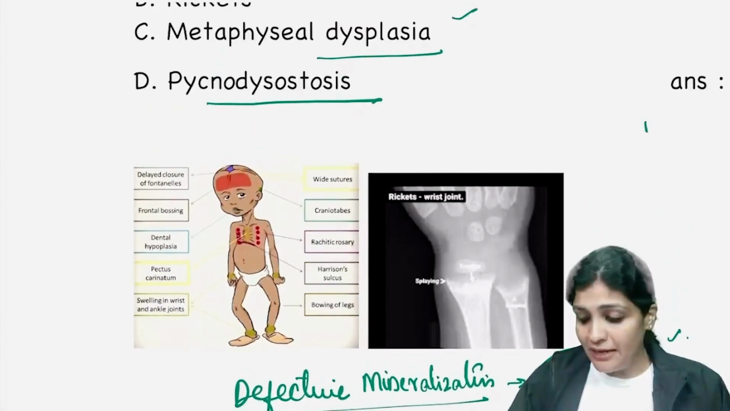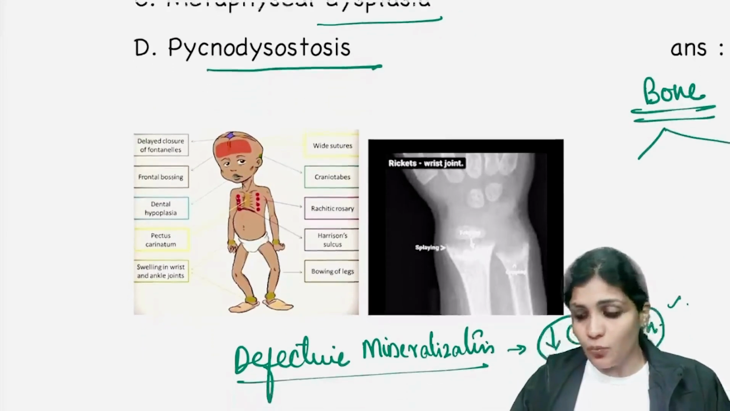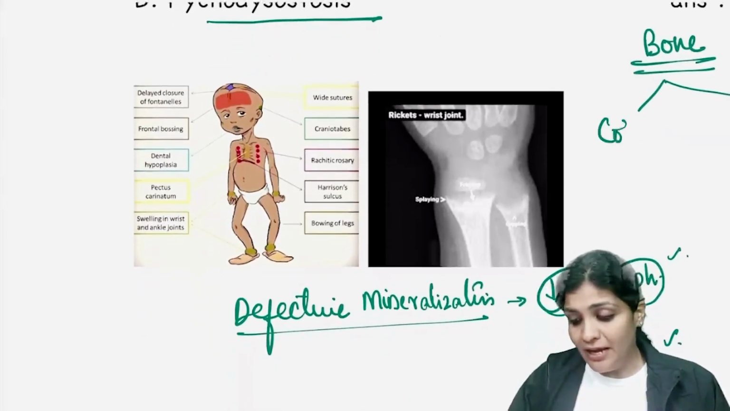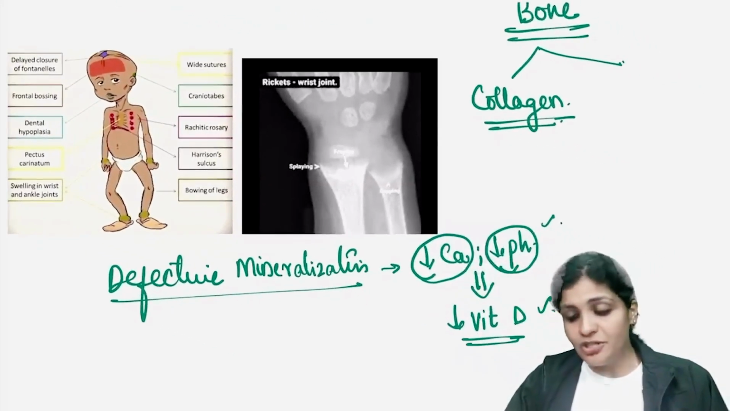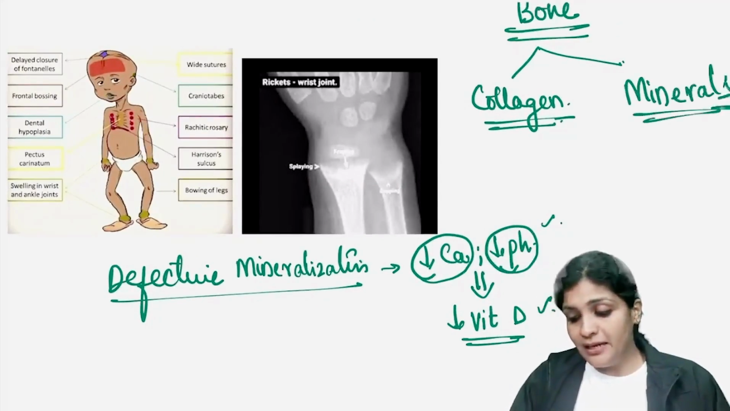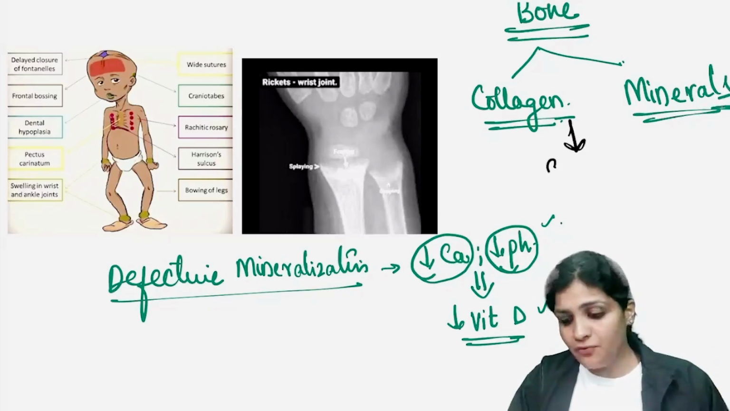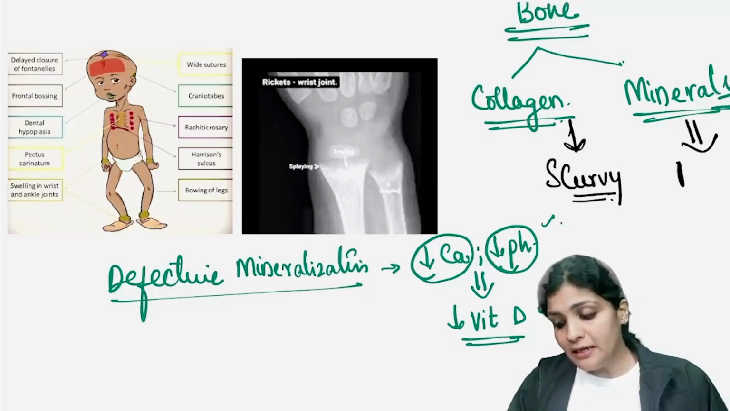So before that, let us understand that bone is made up of two structures. One structure is the collagen. The second one is your bone matrix, your calcium hydroxyapatite, that is your minerals. So there are two important things. Whenever there is a problem in collagen formation, this is called scurvy. Whenever there is a problem in minerals, this is called rickets.